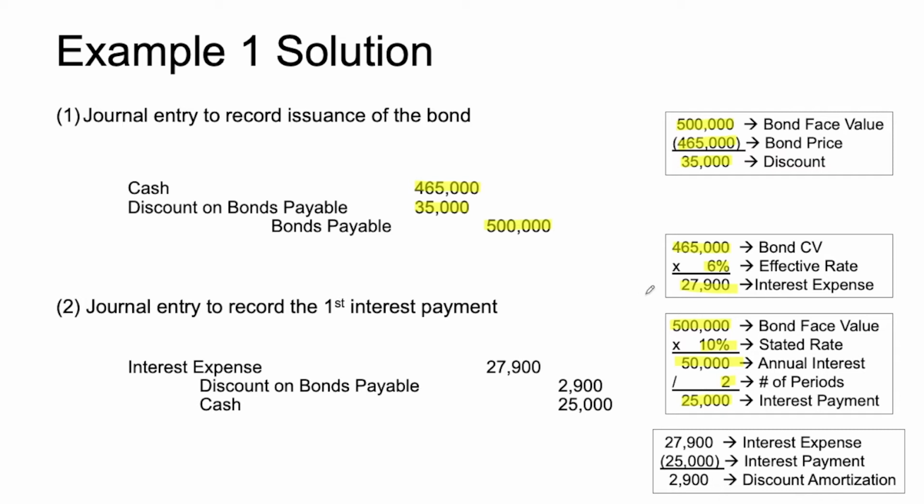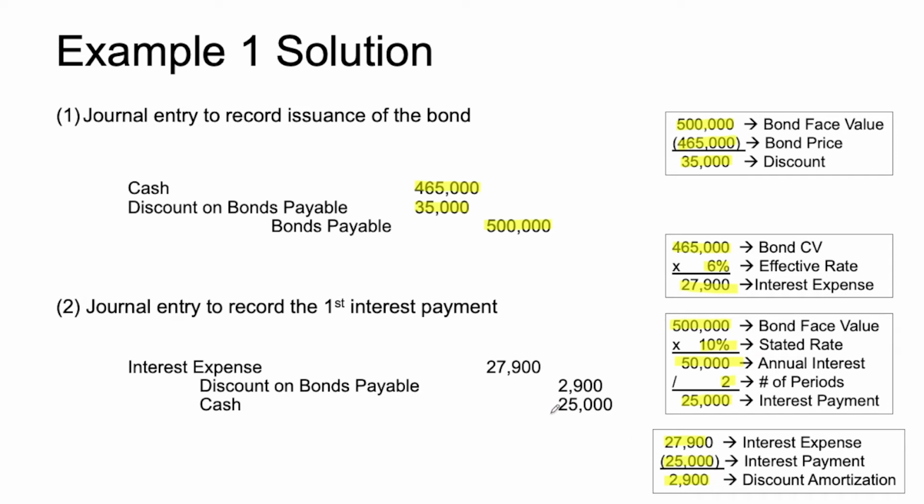Now, the last step in this is just figuring out the actual amount of amortization, which, if we remember, is just taking the difference between the interest expense and the interest payment. So, of course, our interest expense, which we just calculated at $27,900, subtract out our interest payment at $25,000 to get the actual discount amortization of $2,900.